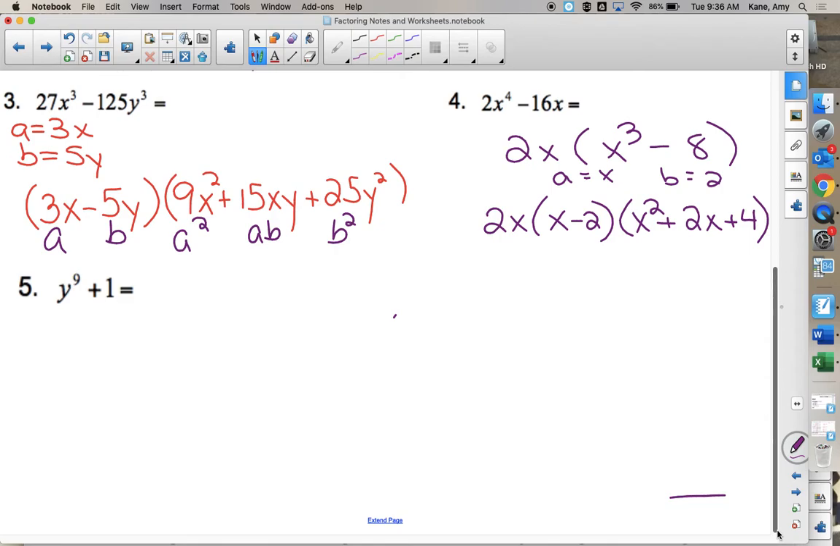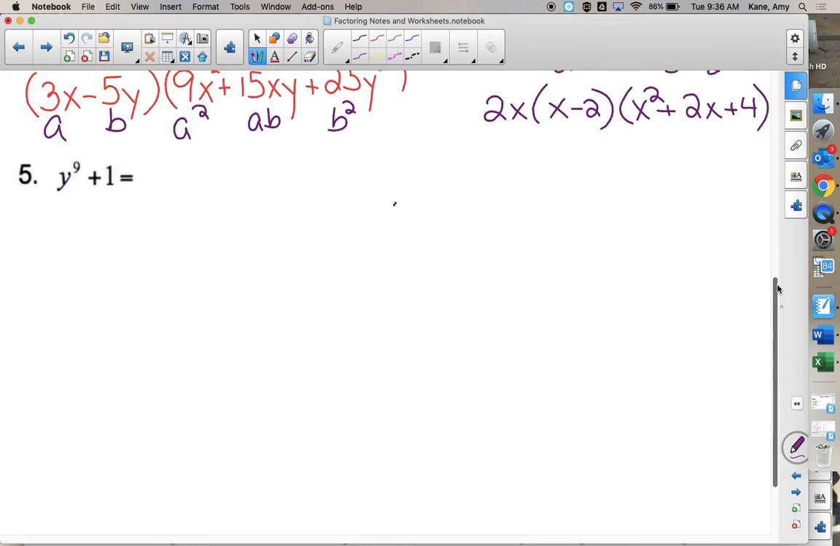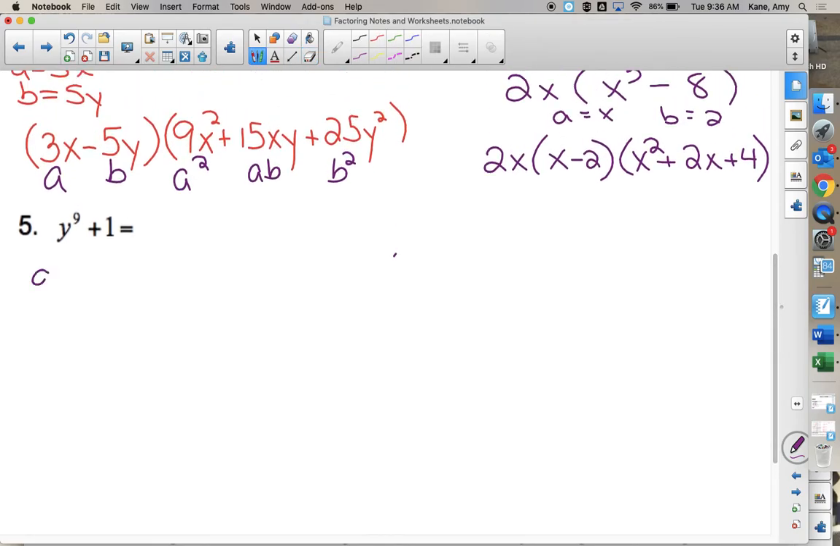So the last one, throwing in a large power here. It is y to the 9 plus 1. What is the cube root of y to the 9th? Y to the 3rd. So y cubed times y cubed times y cubed makes y to the 9th, because 3 plus 3 plus 3 is 9. And then the b term is just a 1. Cube root of 1 is 1.